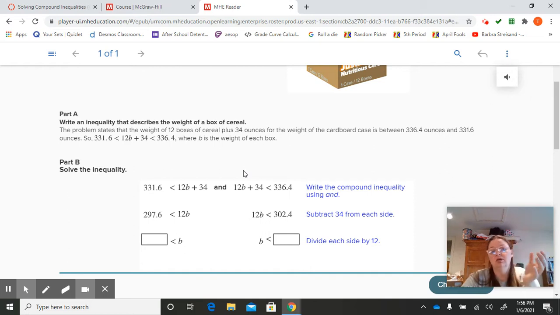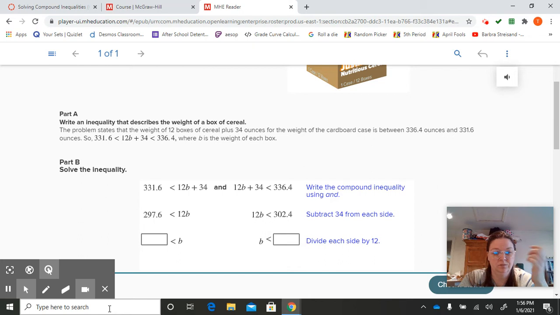So we're going to take our inequality and split it into two. So we have 331.6 less than 12B plus 34, and we have 12B plus 34 less than 336.4. And then we're going to solve each one individually. So we subtract 34 from both sides here, and we get 297.6. Then we divide by 12.